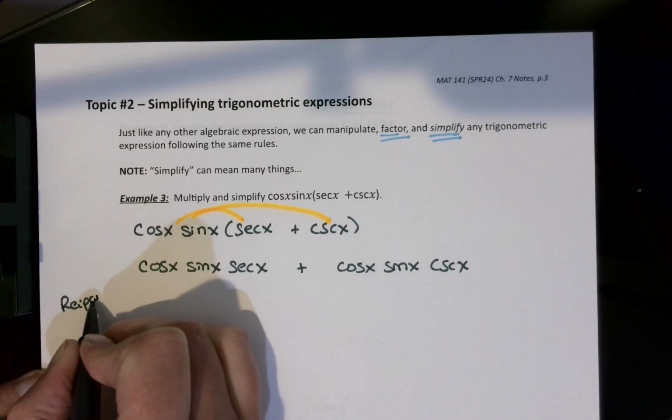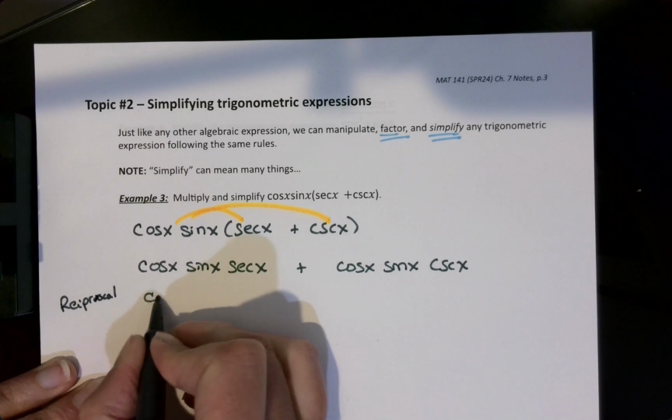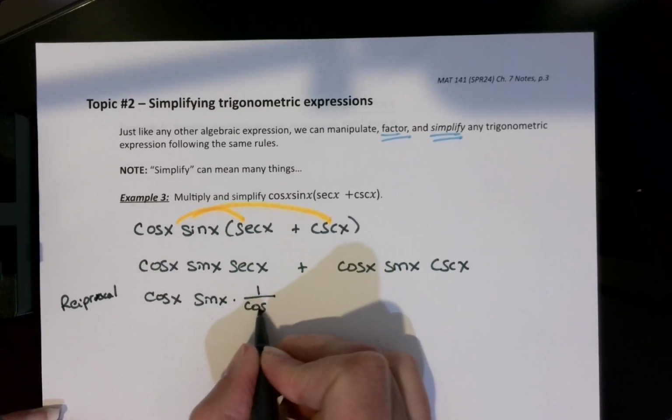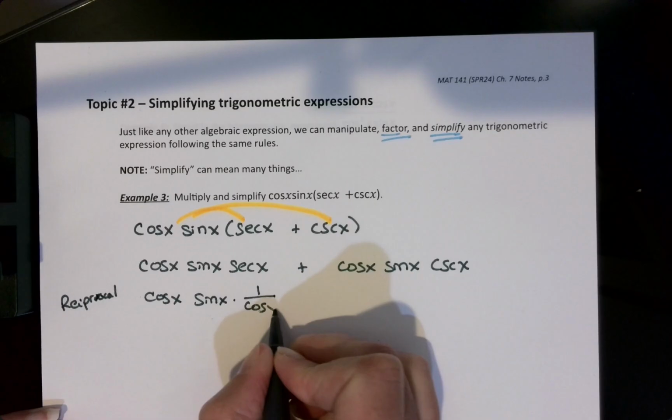And from there, we're able to reduce through multiplication the cosine x and the 1 over cosine x, as well as the sine x and the 1 over sine x. And so our result simplifies to sine x plus cosine x.